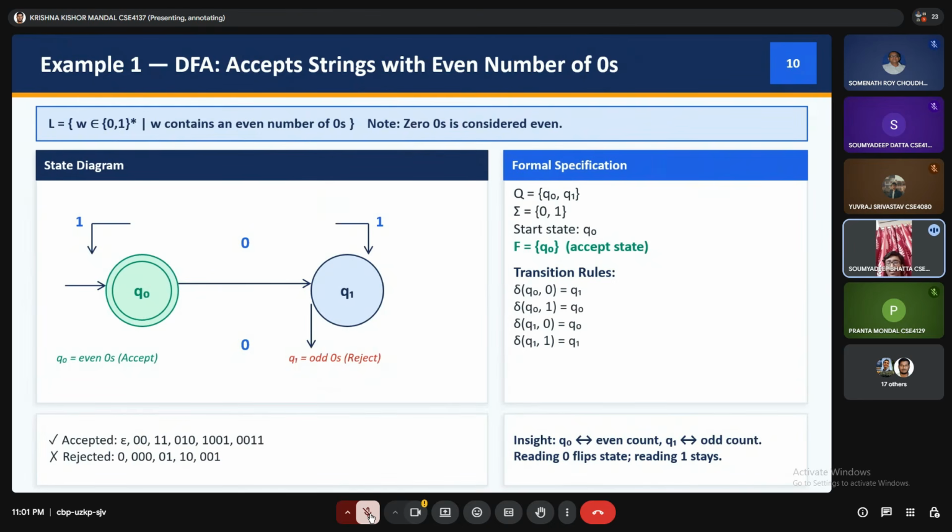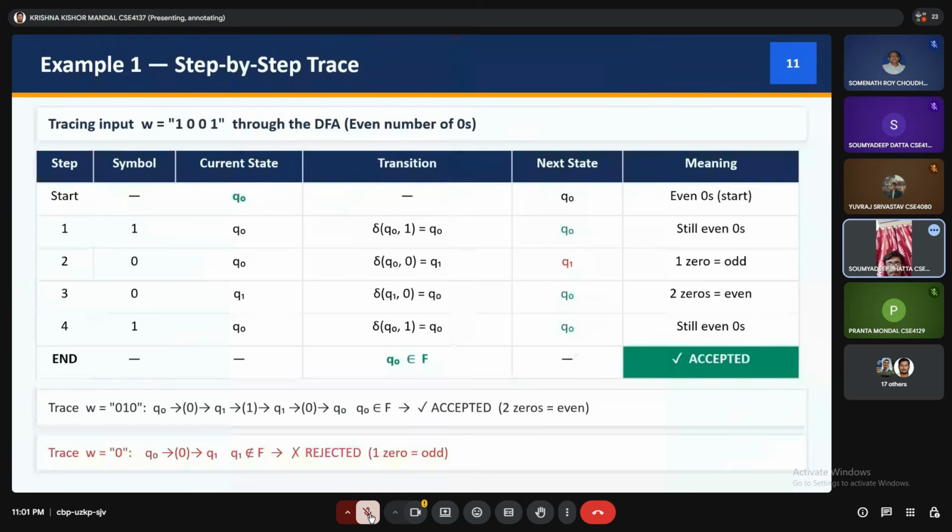Now let's take an example. Consider the string 1001. We start from Q0, reading 1, we stay in Q0. Reading 0, we move to Q1. Reading another 0, we go back to Q0. Reading 1, we stay in Q0. Since we end in Q0, which is an accepting state, the string is accepted. So next slide. I already explained this slide previously. So next slide.